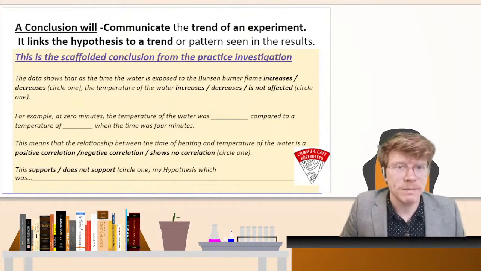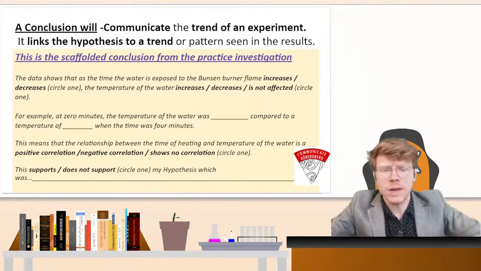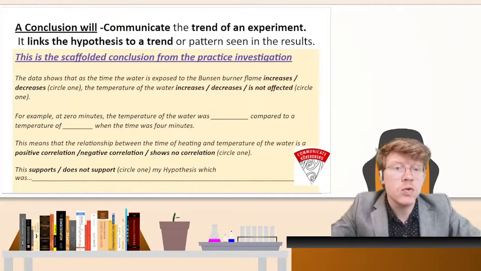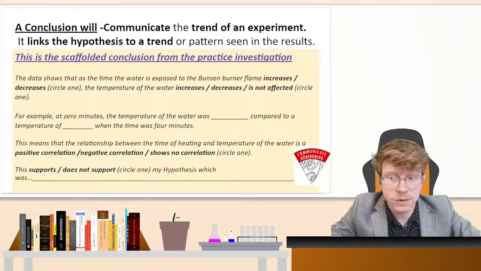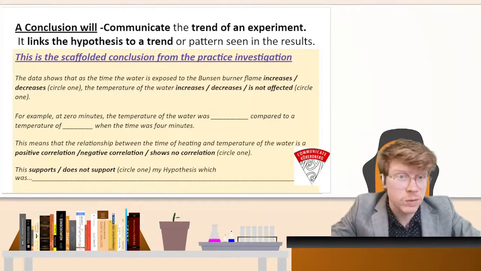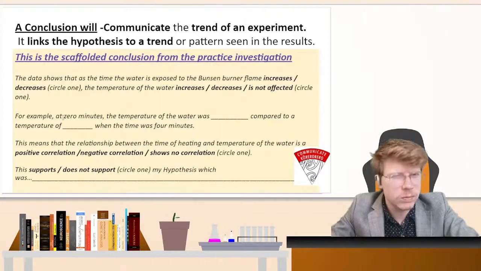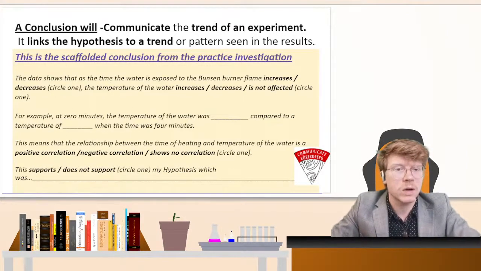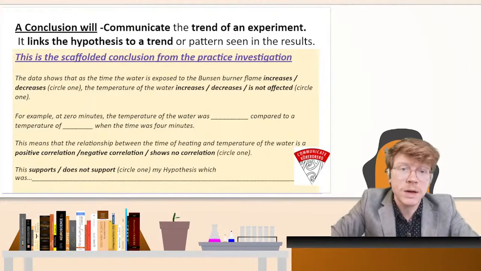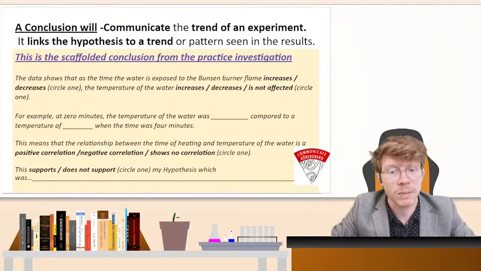So first up, the conclusion. The conclusion is where we use the data from the graph to essentially do what we just did before, right? To communicate the overall trend and what that means. The most important part of this, because we've just done that just now, but once you've done this, you need to talk about whether that supports or does not support the hypothesis that you proposed.